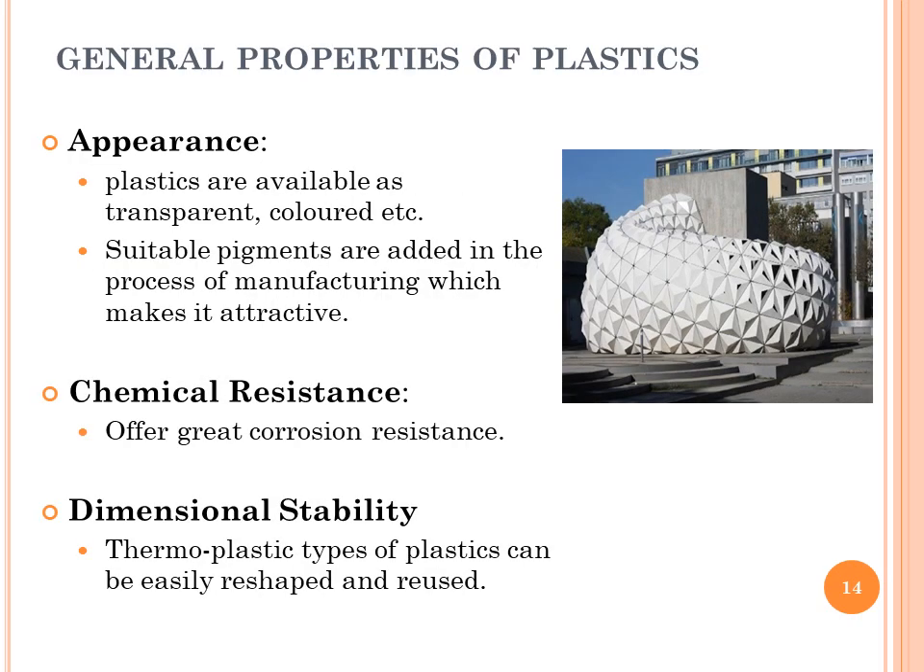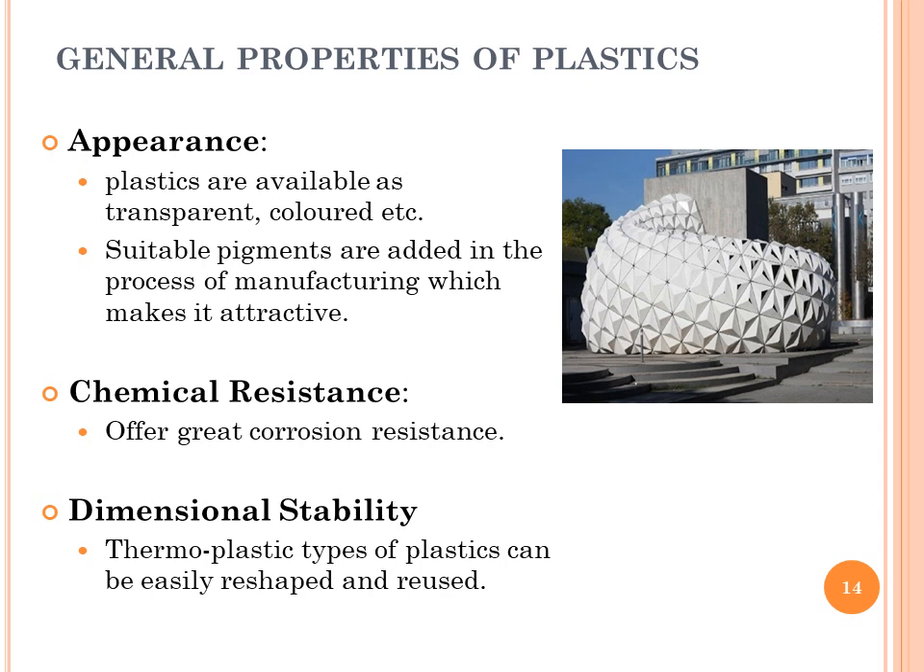The general properties of plastic which make it a very good construction material: the first one is appearance. The plastics are available in transparent as well as colored form. Suitable pigments are added in the process of manufacturing, which makes it attractive. Second property is its chemical resistance. That is, they offer great corrosion resistance to chemicals.